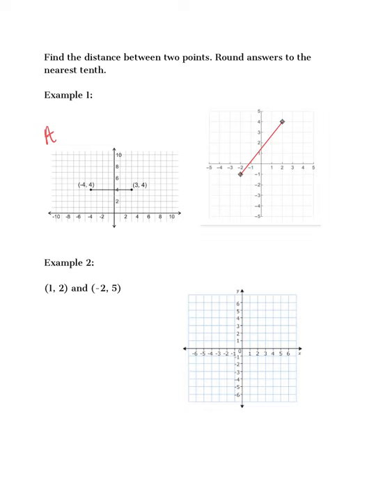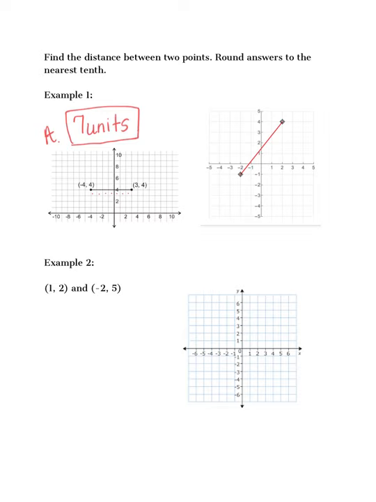is. So from the point -4, 4 to the point 3, 4, if I count blocks, I would count 1, 2, 3, 4, 5, 6, 7. So this particular line is 7 units long, which means the distance between the 2 points is also 7 units. So that would be the answer to A. So when you get one like that, those are pretty easy. There's not much to them other than just counting the blocks.